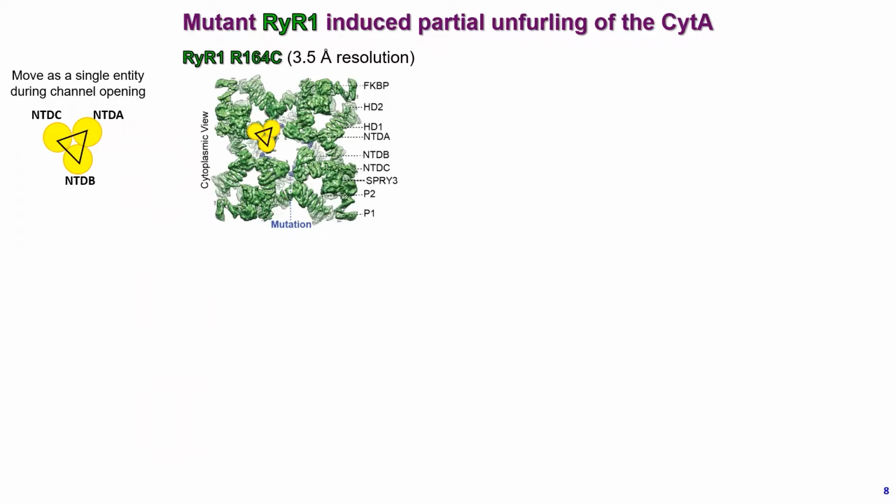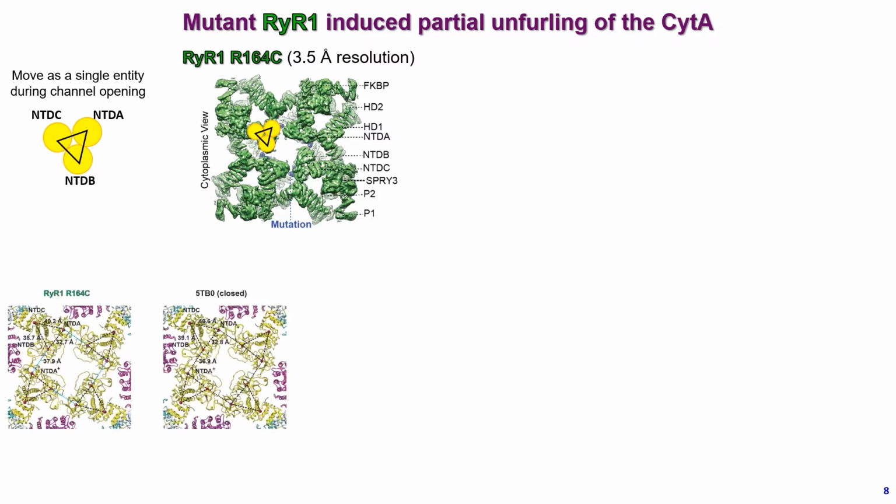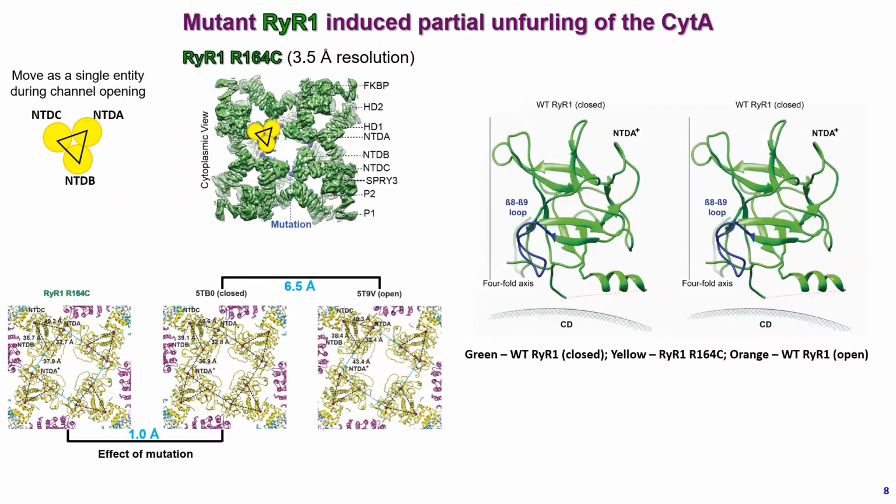The Cryo-EM structure of the mutant channel R164C, which we determined at an overall resolution of 3.5 angstrom, indicated partial unfurling of the large cytoplasmic assembly. The three subdomains of the N-terminal domain, A, B, and C, move as a single entity during channel opening. Separation of the NTDA and NTDB subunits of neighboring domains was observed to be about 1 angstrom in the mutant channel under closed state conditions. For context, this separation is about 6.5 angstrom when the channel opens.